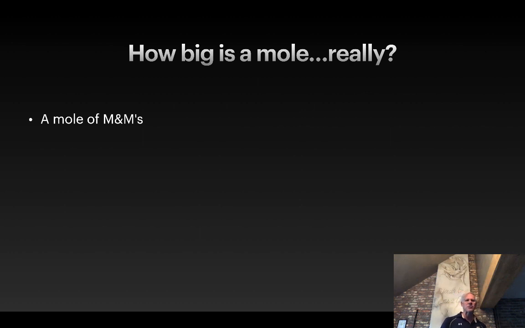And the actual answer is quite frightening. Not only does a mole of M&Ms cover the entire United States, it covers the entire United States to a depth of about 65 kilometers. That is insane. That is a lot of M&Ms.